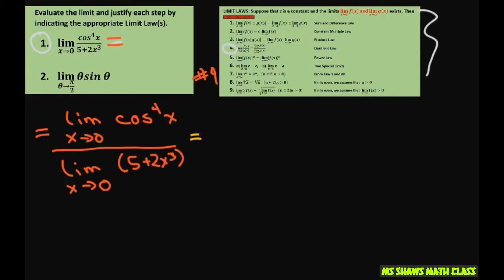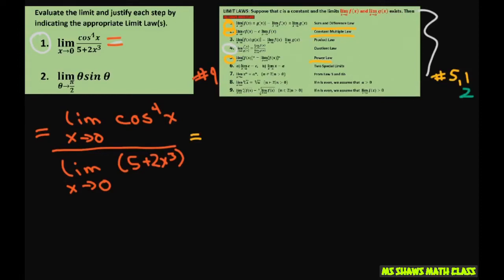Now what I'm going to do is I'm going to use number 5 and number 1. So number 5 and number 1. And those are the sum and difference laws. And also I'm going to use number 2, the constant multiple law. And I'm using the power law. So for the first part, we're going to use the power law. And that is just going to be, so this would be also number 2.